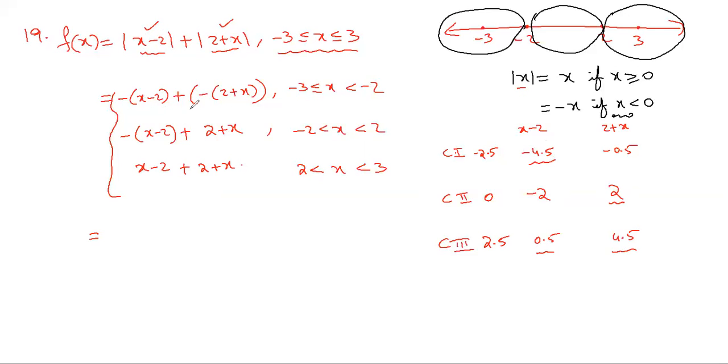So you write minus x, minus x. Minus 2 plus 2 get cancelled. It's minus 2x. Next, equal to minus x plus x get cancelled. 2 plus 2, 4. Next, 2 get cancelled and 2x.